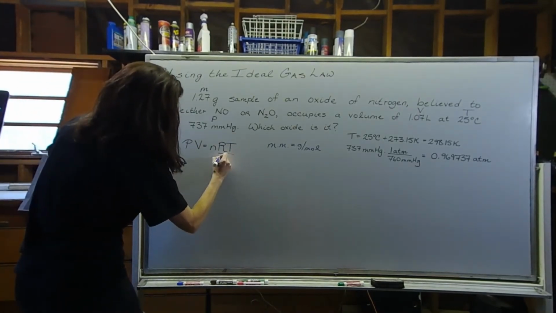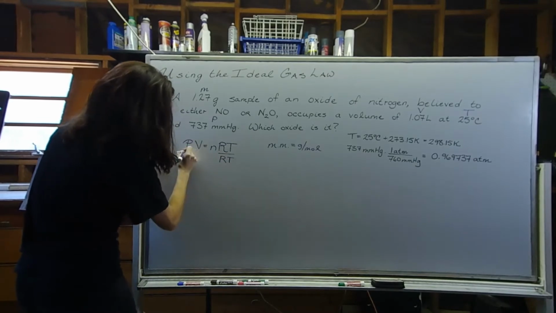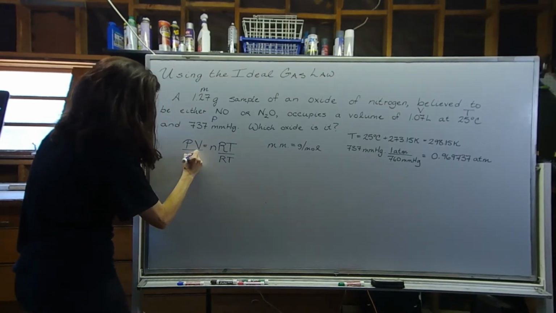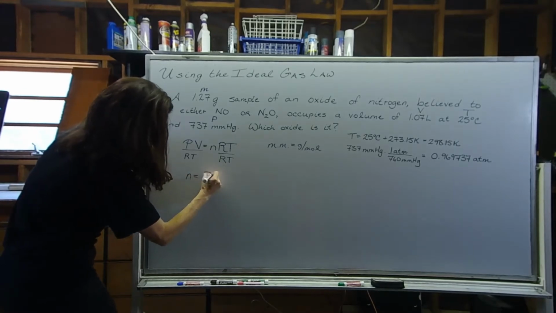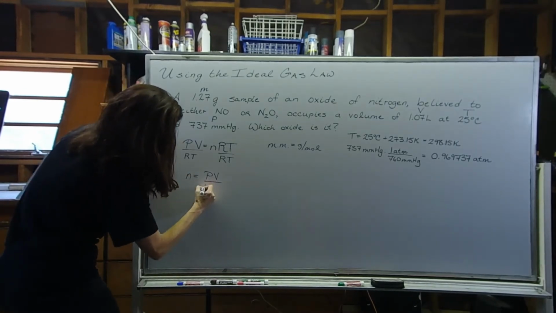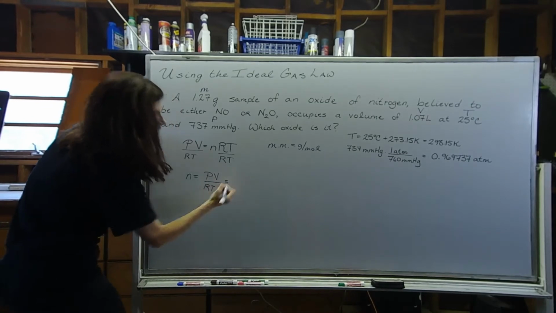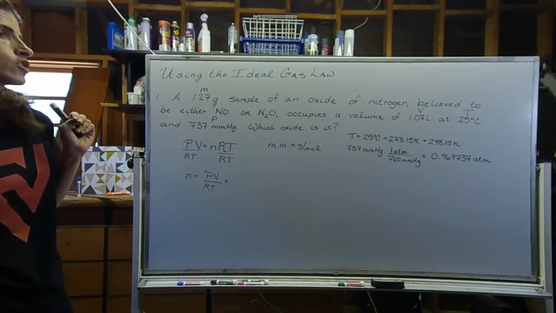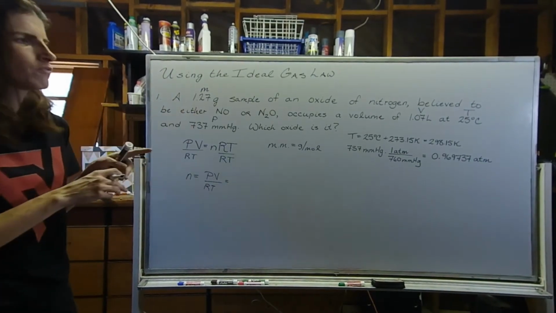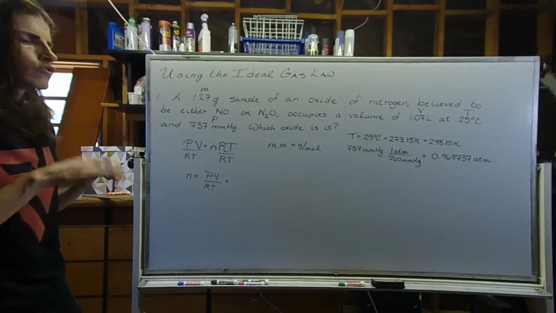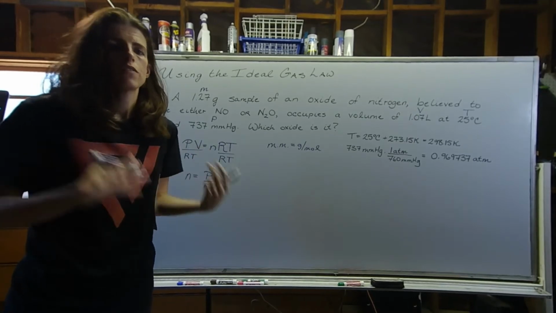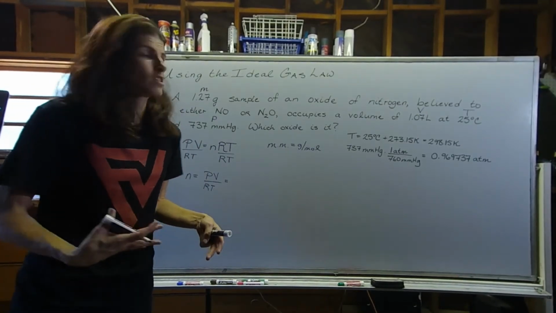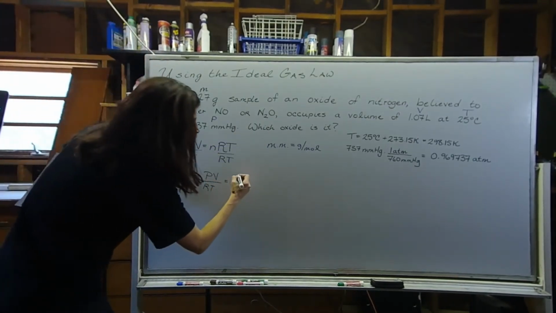First thing, I'm going to isolate n by dividing both sides by RT. So I wind up with n equals PV over RT. Plug in all my given information. So pressure, I wound up converting to atmospheres, because remember, when you use the ideal gas law, you always have to have the units of whatever you're plugging in match the units of R.